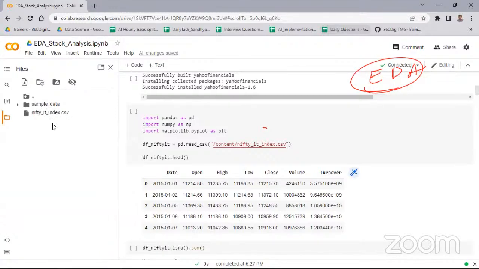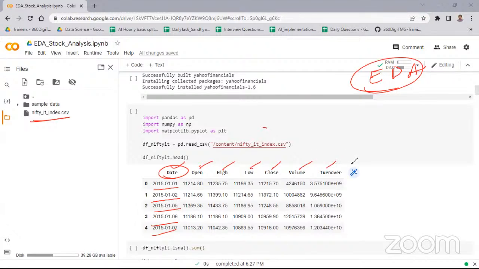So I'm considering the Nifty index value, and I'm taking that value. It contains the time series data, which is changing with respect to time. It has some variations, and it is giving you the open, high, low, close, volume, and turnover.